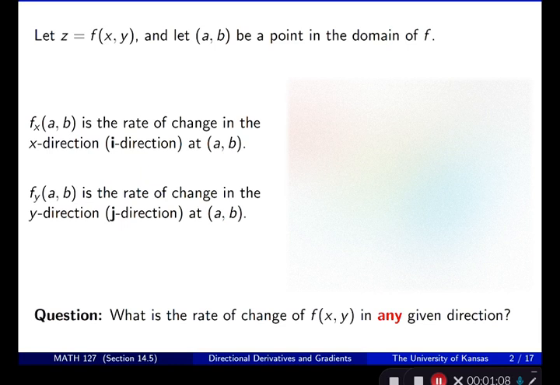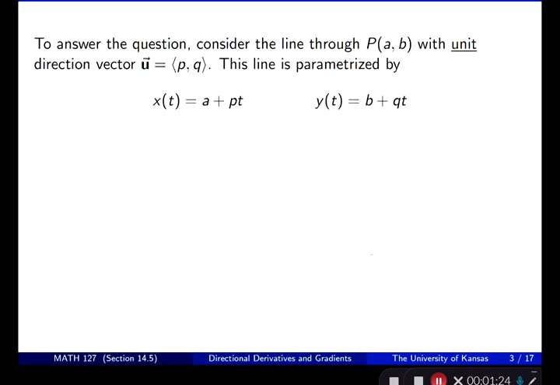This was something we learned before, but what if we're not thinking about the x direction or y direction? What if we're thinking about just some random direction? So what do we do then? Let's see, what is a random direction? We're thinking about a line or a vector in the domain that starts at a and b.